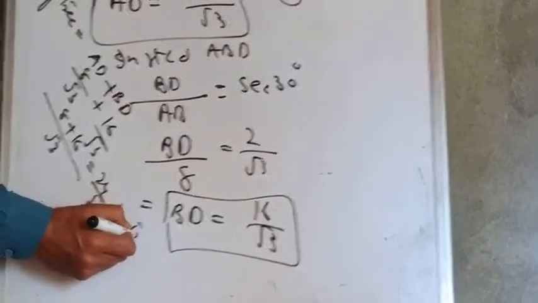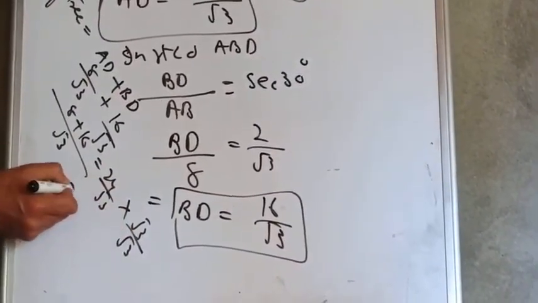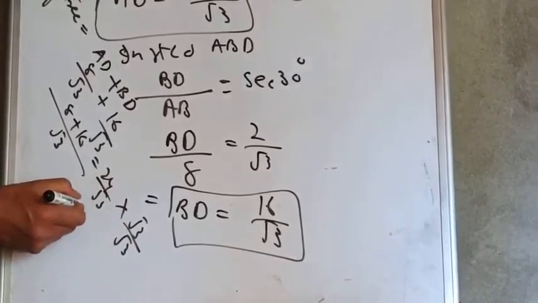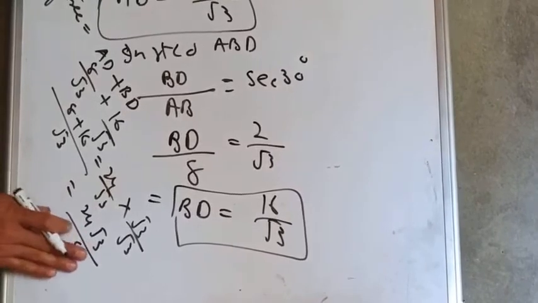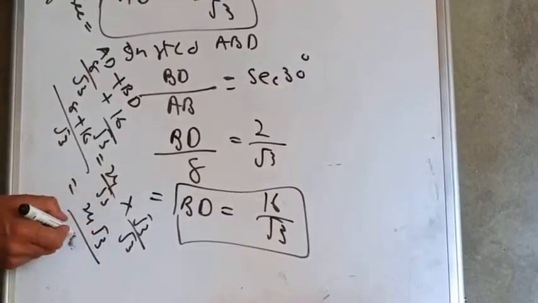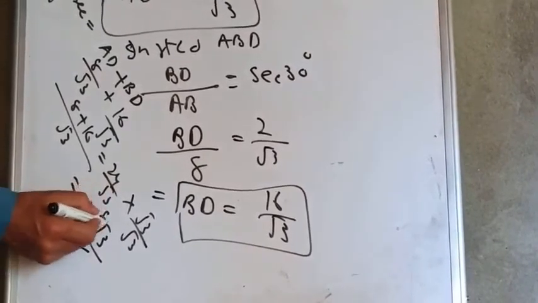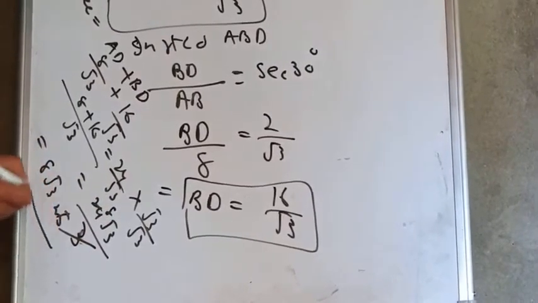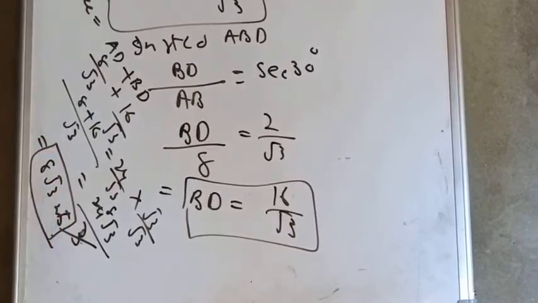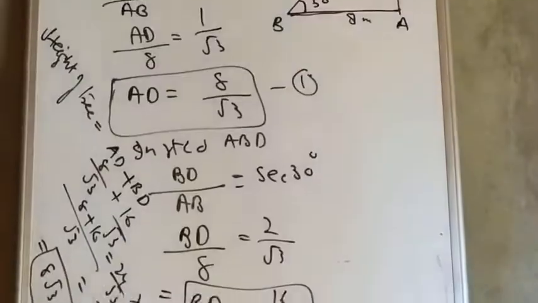Now rationalizing the denominator, multiplying by under root 3 by under root 3. So this is 24 under root 3 divided by, under root 3 into under root 3 is 3. 3 eights are 24. So 8 under root 3 meters. This is the height of the tree.